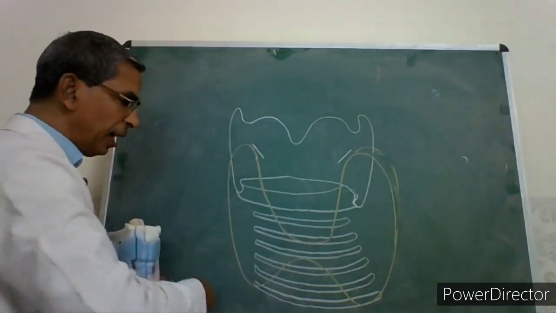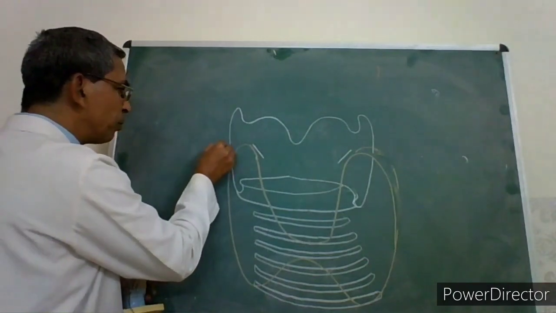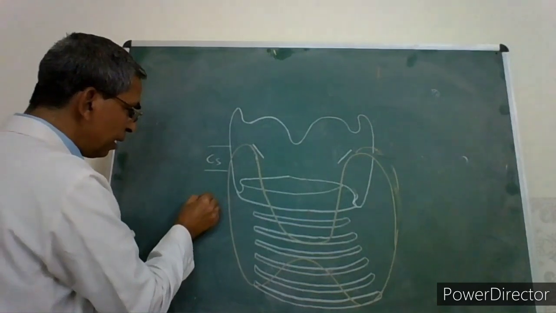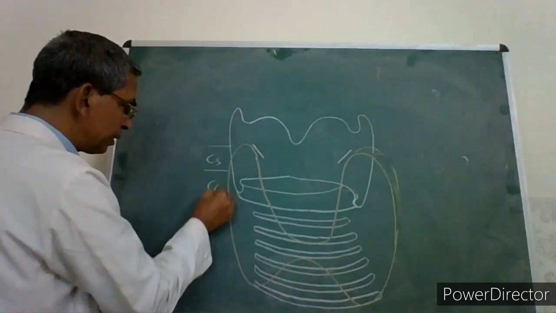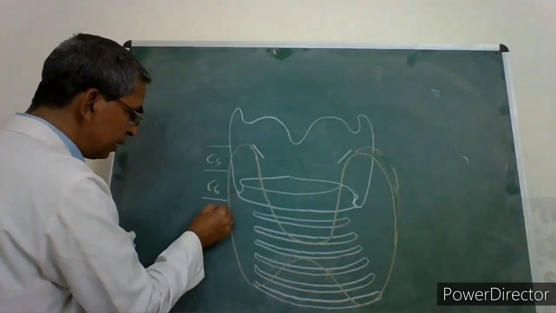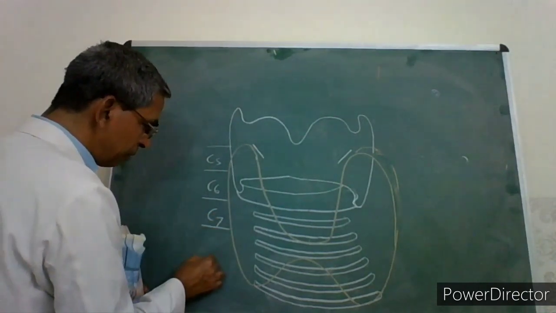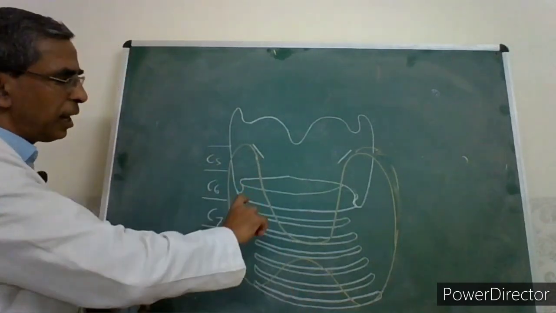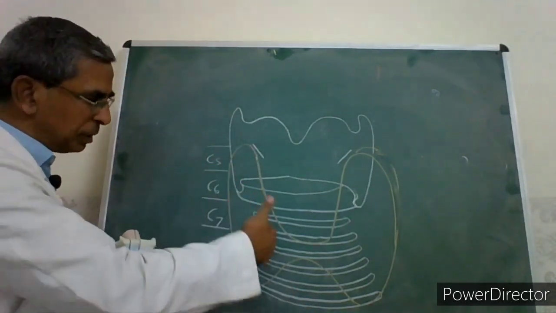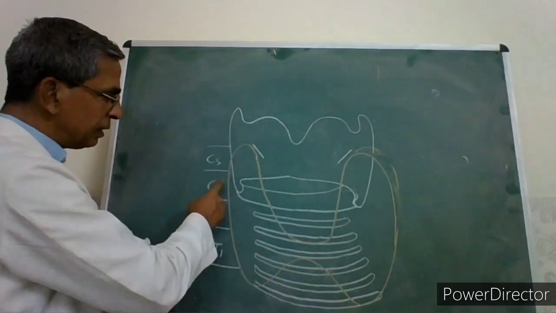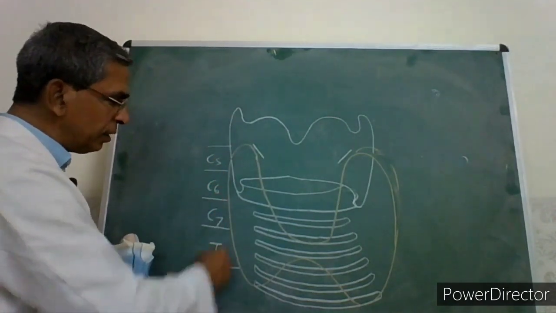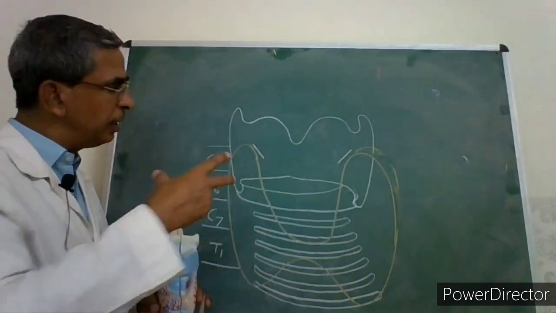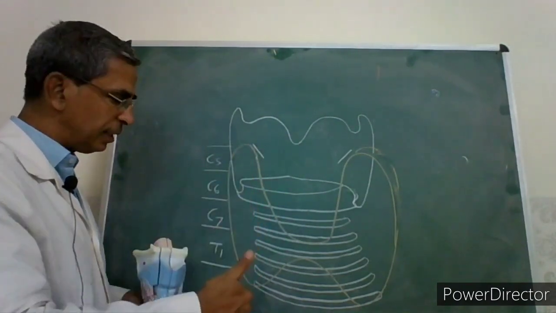And if you see behind here, suppose this is the fifth cervical vertebra. This is the sixth cervical vertebra. This is the seventh cervical vertebra, and this is T1. Okay. So this thyroid gland is present in front of the C5, C6, C7 and the T1 thoracic vertebra. So this is the simple orientation of the thyroid gland, how the thyroid gland extends here.